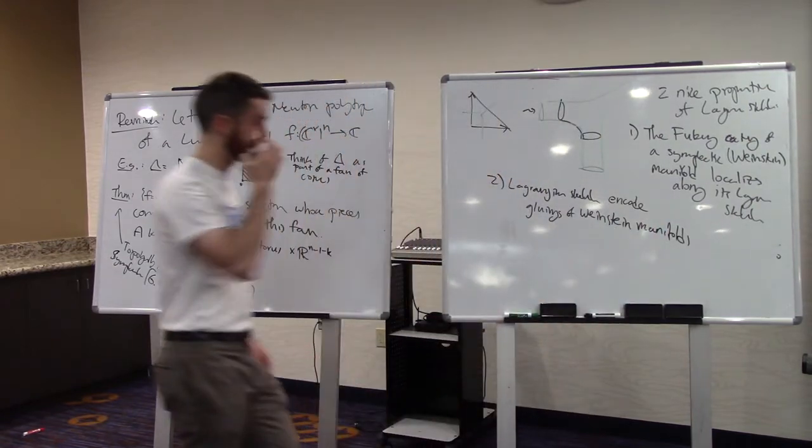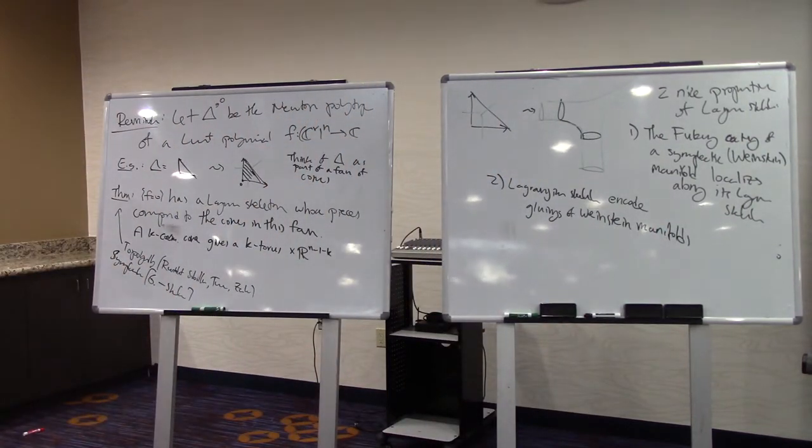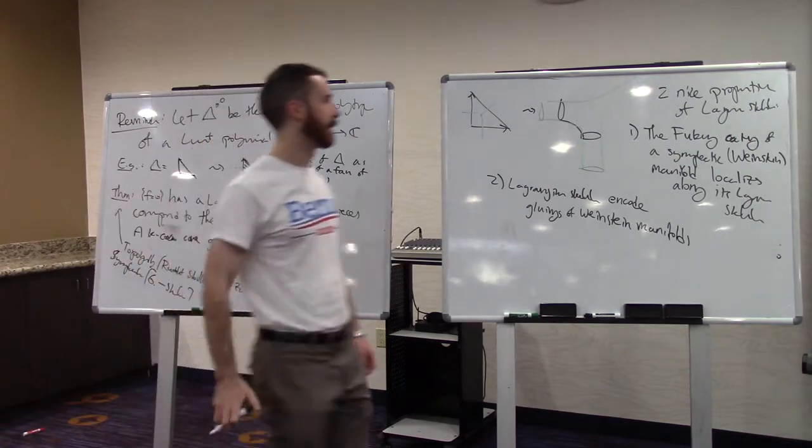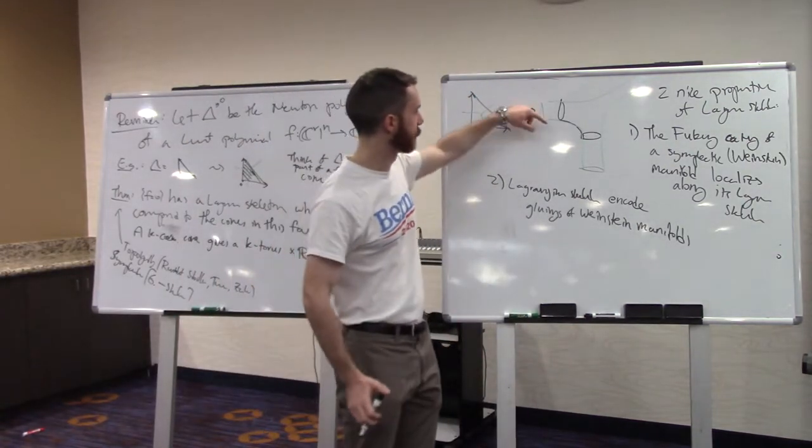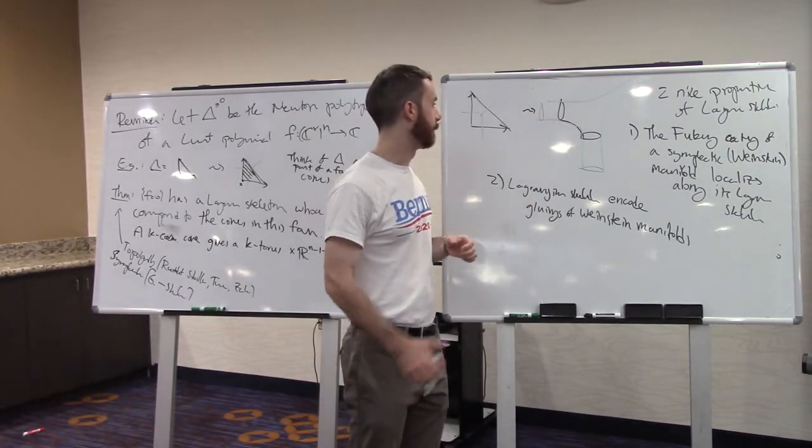So technically I should say that Lagrangian skeletons encode gluings of Weinstein sectors or Weinstein pairs, which means a Weinstein manifold together with something along the boundary that you're gluing along.